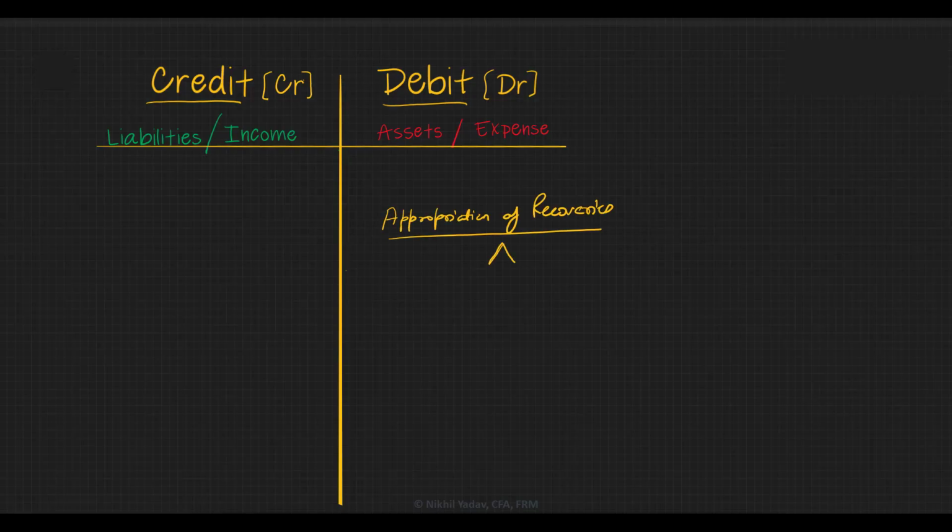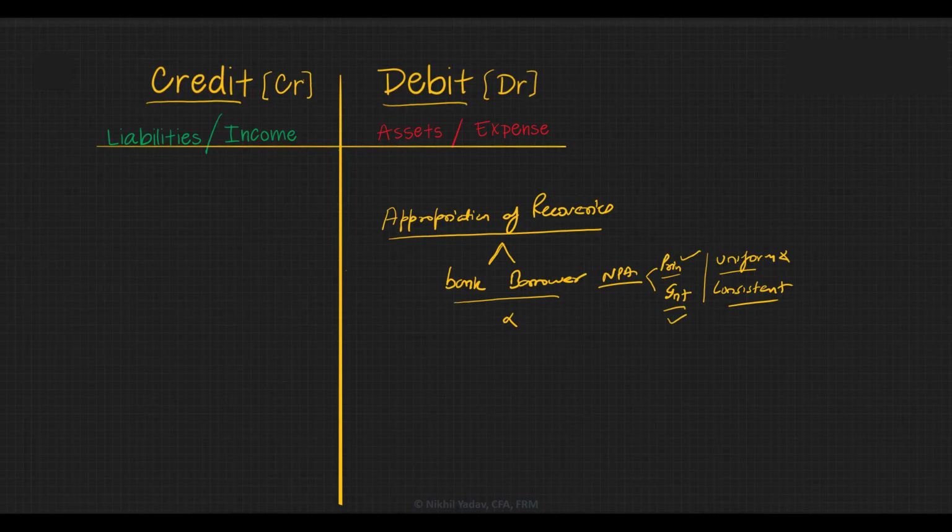It says, in absence of a clear agreement between the bank and the borrower for the purpose of appropriation of recoveries in the NPAs, that is towards the principal or the interest due, the bank should adopt an accounting principle and exercise the right of appropriation of recoveries in a uniform and consistent manner. So if there is no clear agreement between the bank and borrower in terms of where would the recovery go, towards the principal or towards the interest, in such a case the bank needs to adopt an accounting principle and exercise the right of appropriation of recoveries in a uniform and consistent manner.